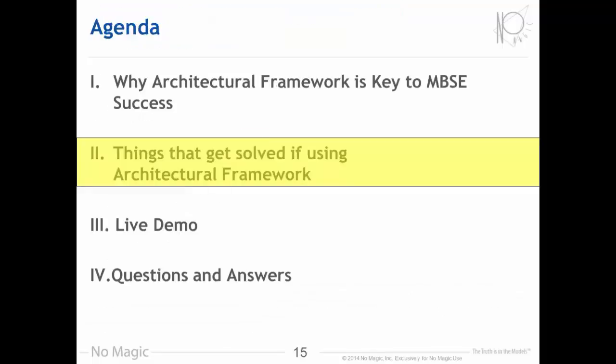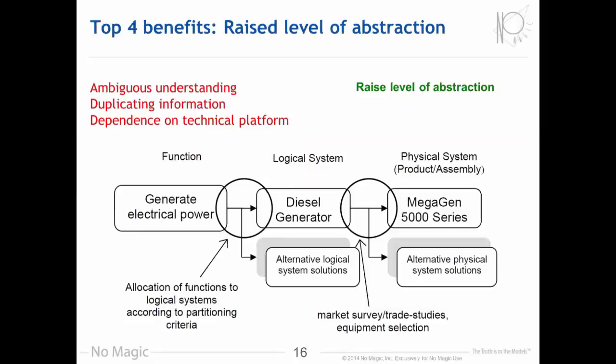And for such reason, I want to shortly introduce you to four main benefits that we can get from the integration of SysML with our enterprise architecture. The first benefit is the raised level of abstraction. The idea of modeling is to be able to define a system in a more abstract way than its physical equivalent. It's important to see the big picture. And the architecture framework provides a set of viewpoints to get there.